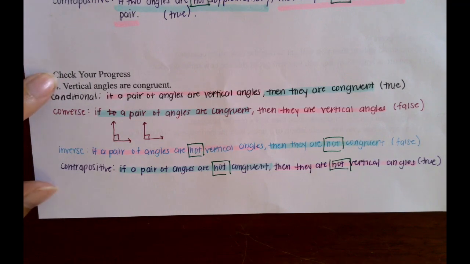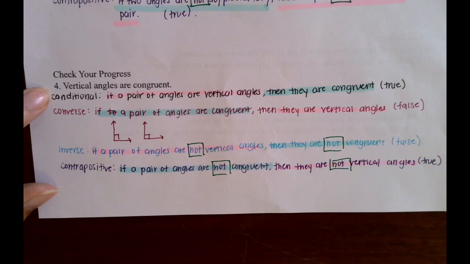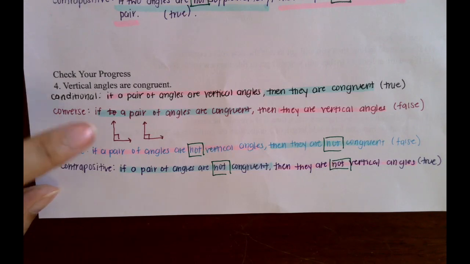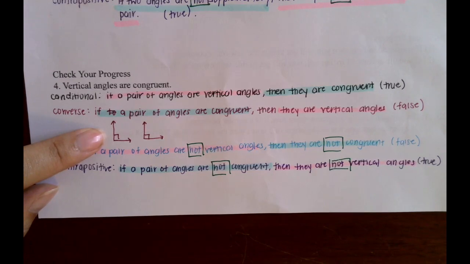So I rewrote vertical angles are congruent into a conditional. If a pair of angles are vertical angles, then they are congruent, and that is true. The converse just flips the hypothesis and the conclusion. So you see that my pink and blue got switched. It says if a pair of angles are congruent, then they are vertical angles, and that is false. And here's my counterexample. I have two 90-degree angles here. They are congruent, however, they are not considered vertical angles.